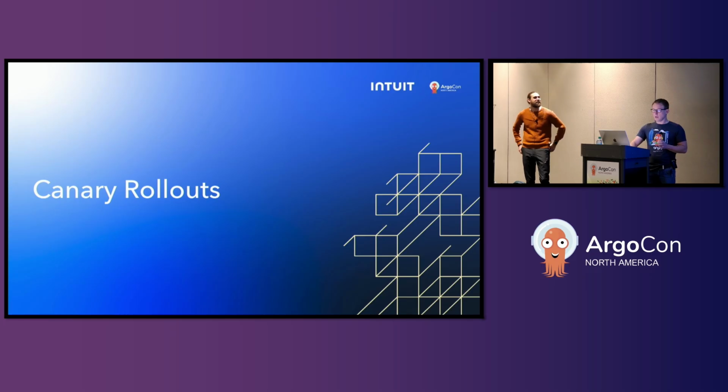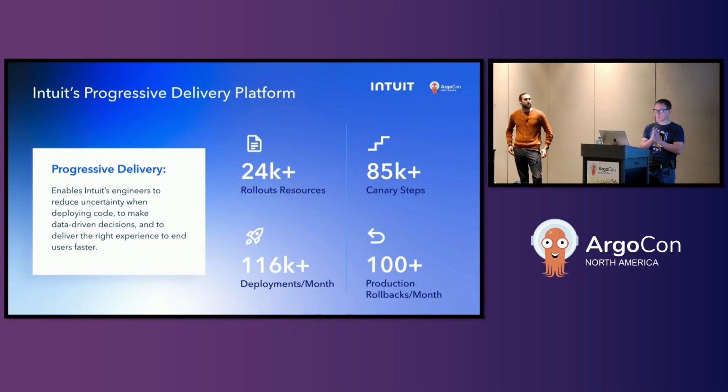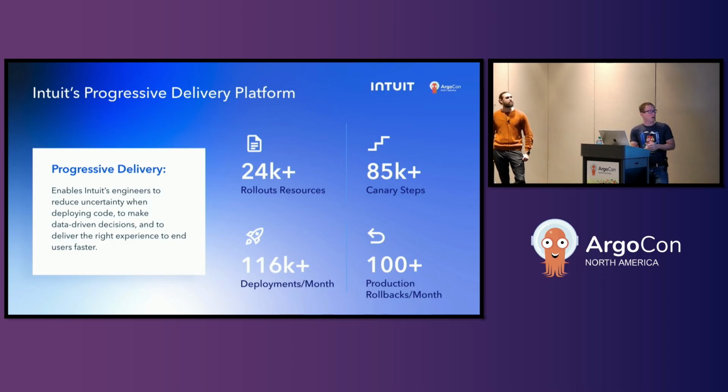So let's start off a little bit with some quick stats about how Intuit uses Argo Rollouts. At Intuit, we have 24,000 rollout resources with a combined 85,000 steps. We do about 116,000 different deployments a month, and we save an incident roughly 100 plus times a month as well, due to rollouts aborting a particular change.